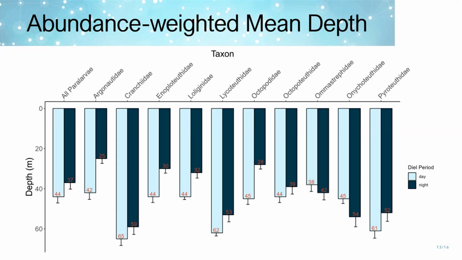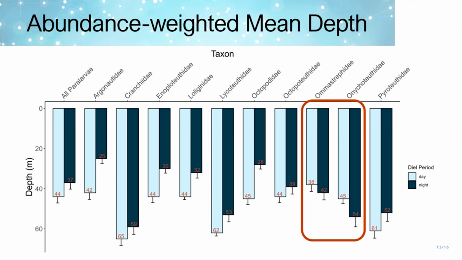Finally, I calculated the day and night abundance weighted mean depths for each taxon. On the x-axis, I'm showing the taxa with more than 10 individuals collected, and on the y is depth from 0 to 60 meters. The light blue bars are daytime, and the dark blue are nighttime depths. This is showing that for most of these taxa, the abundance weighted mean depth, or center of biomass, is deeper during the day than it is at night. We only have 2 exceptions to this, Ommastrephidae and Octopodidae.